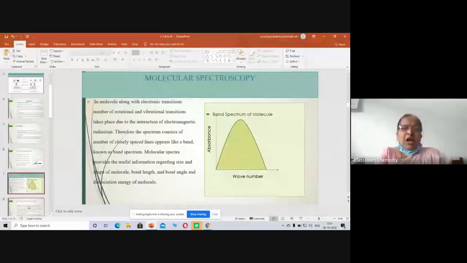In molecule, along with electronic transitions, number of rotational and vibrational transitions take place due to the interaction of electromagnetic radiation. म्हणजे मग अशा मॉलिक्युलवरती जर इलेक्ट्रोमॅग्नेटिक रेडिएशन फॉल झाली, इलेक्ट्रोमॅग्नेटिक रेडिएशनला मॉलिक्युल एक्सपोज केला, तर इलेक्ट्रोमॅग्नेटिक रेडिएशन म्हणजेच काय आहे, तर इट कन्सिस्ट ऑफ द स्मॉल एनर्जी पॅकेट्स, आणि ही एनर्जी त्या मॉलिक्युलला मिळते, विच कॉजेस द रोटेशनल ट्रान्झिशन, व्हायब्रेशनल ट्रान्झिशन ॲज वेल ॲज इलेक्ट्रॉनिक ट्रान्झिशन.